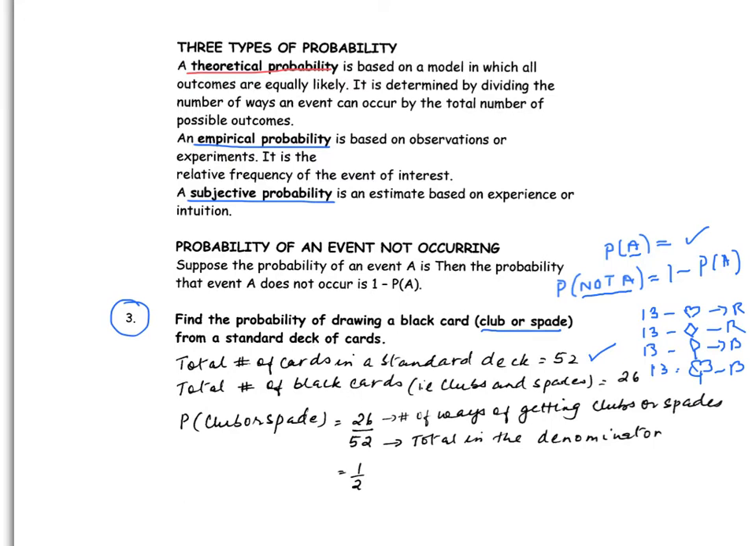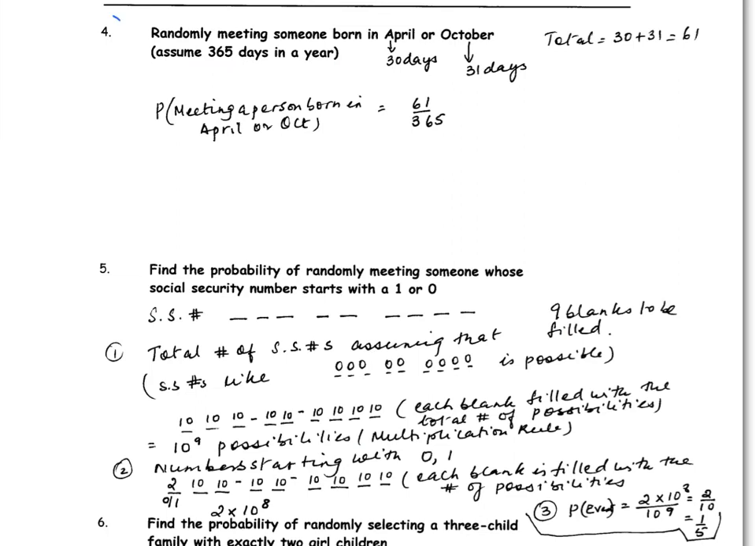So what is the probability of getting a club or a spade, which would be getting a black card. So the number of ways of getting clubs or spades is 26. You know, half the deck is either clubs or spades, and the total number of cards is 52. So the probability of getting clubs or spades is 26 over 52, which is really equal to half. That's the probability. So here again, we're applying theoretical probabilities of experiments with equally likely outcomes.